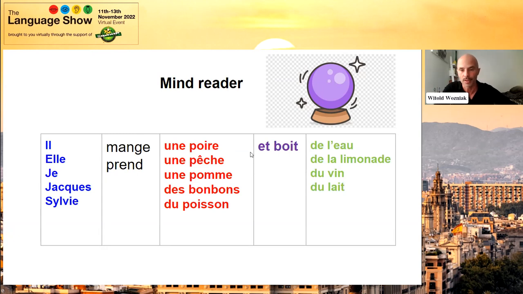So they can move to the violet section. Jacques prend une poire et boit de l'eau. Non. Jacques prend une poire et boit de la limonade. Non. Jacques prend une poire et boit du vin. Oui. Okay, so now they have a sentence. They can write Jacques prend une poire et boit du vin.